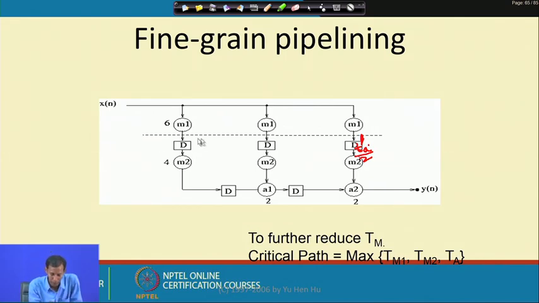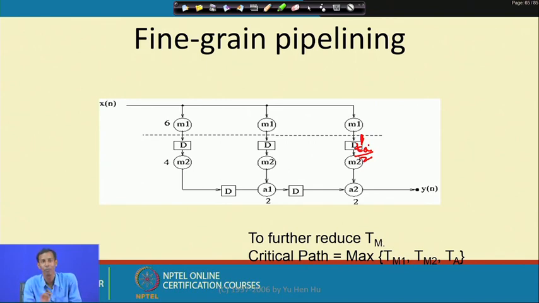But if I break this multiplier, 6 for the M1 processing and 4 for the M2 processing, that means now I am putting this delay for this multiplier block. So, at that time the maximum of this is 4 plus 2, 6. So, over here it is 6. Now, the critical path will become 6.